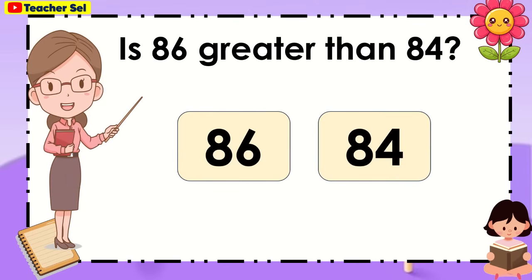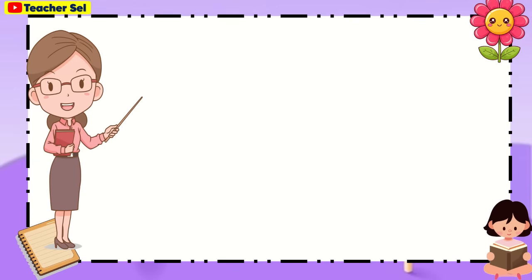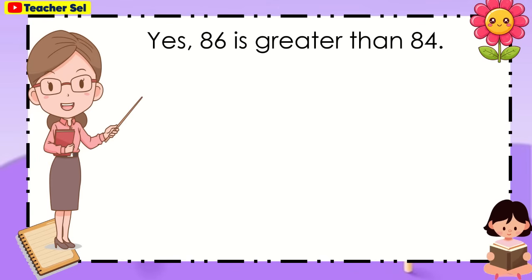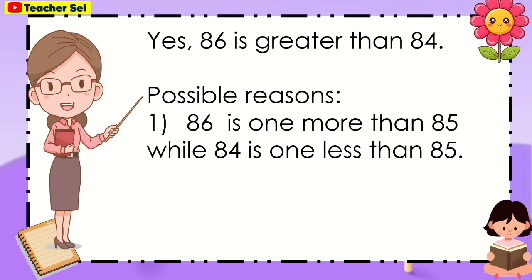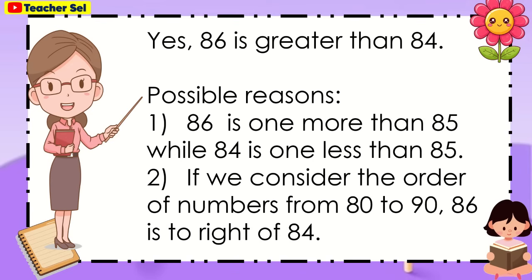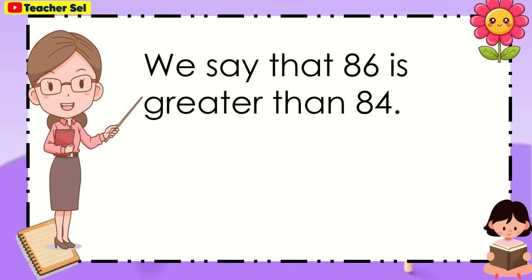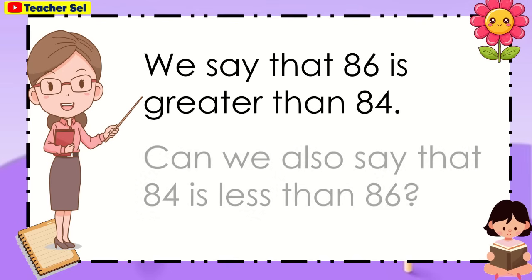86 and 84. Is 86 greater than 84? Why? Yes, 86 is greater than 84. Possible reasons: 86 is 1 more than 85, while 84 is 1 less than 85. If we consider the order of numbers from 80 to 90, 86 is to the right of 84. We say that 86 is greater than 84.